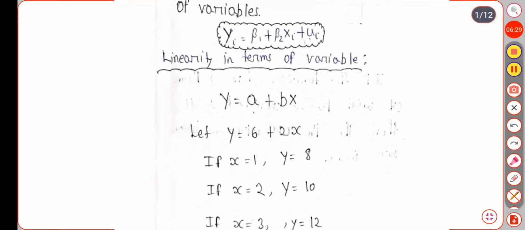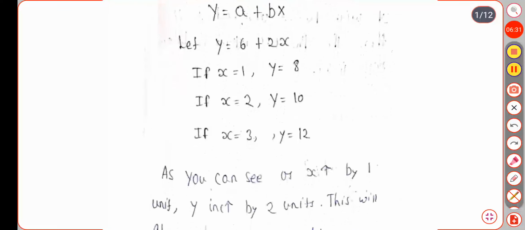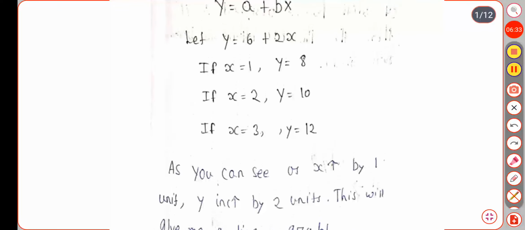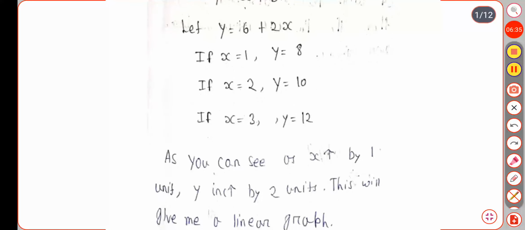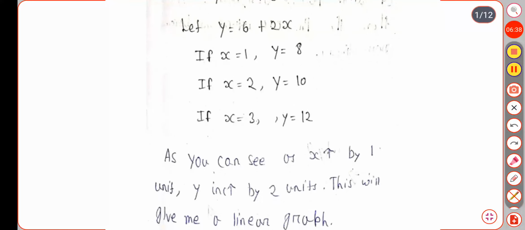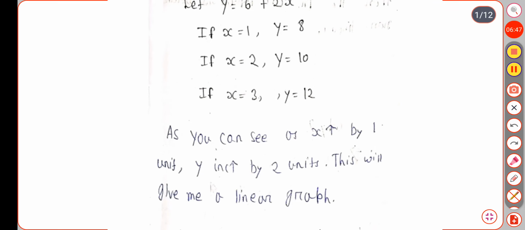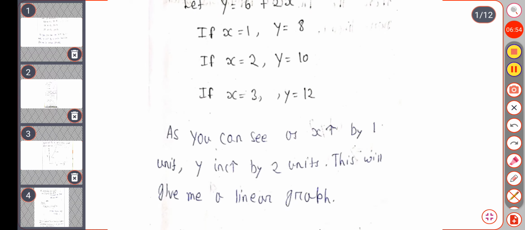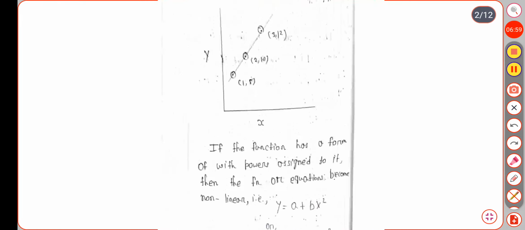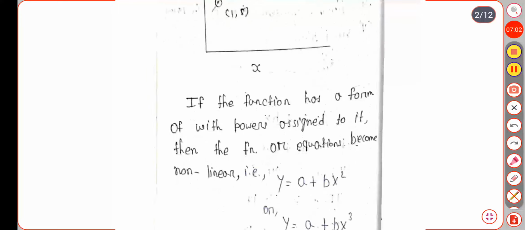If you are interested in what linearity in terms of variable is, then you can see this concept: as x increases by 1 unit, y is increasing by 2 units, and that is a constant change in y. Whenever x is increasing by 1 unit, y is increasing by 2 units. So the change in y is constant due to change in x. That will give me a linear graph if I plot it. As you can see, when I am plotting the points, I am getting a linear graph. So that's why we are calling it a linear function.